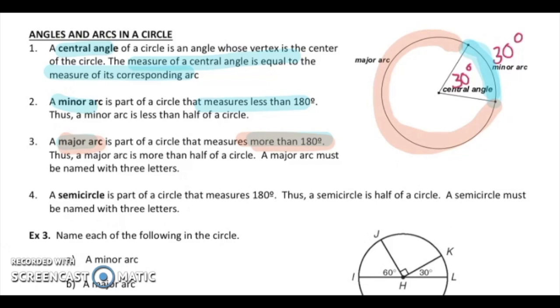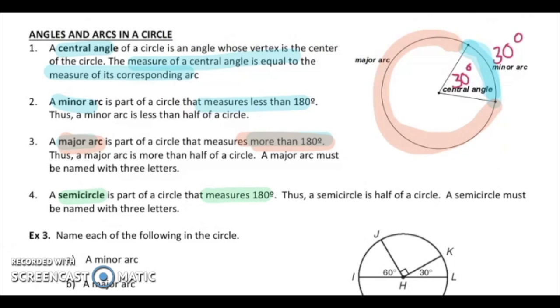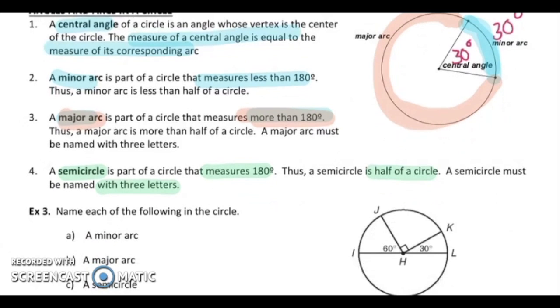And a semicircle is a part of a circle that measures exactly 180. So a semicircle measures exactly 180. A semicircle is exactly half a circle. And a semicircle has to be named with 3 letters. So if we're naming arcs, a minor arc is going to be 2 letters.